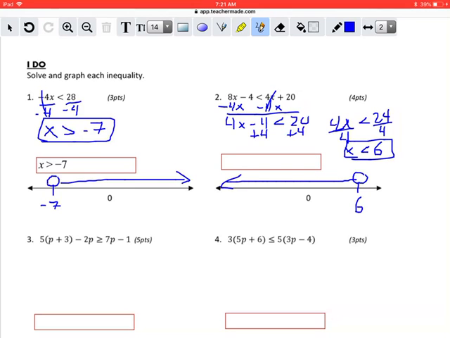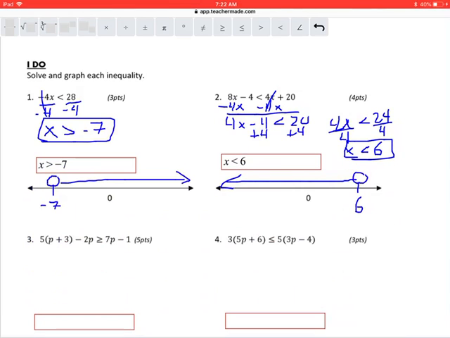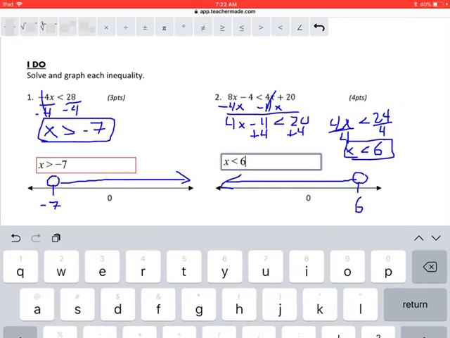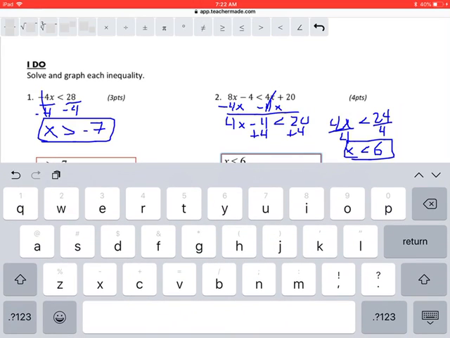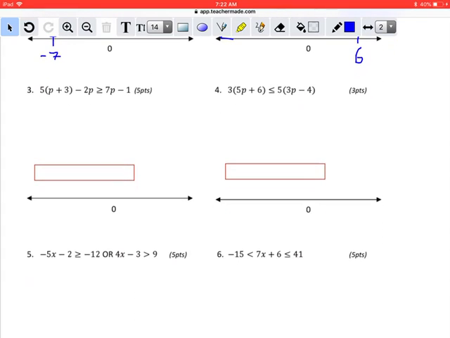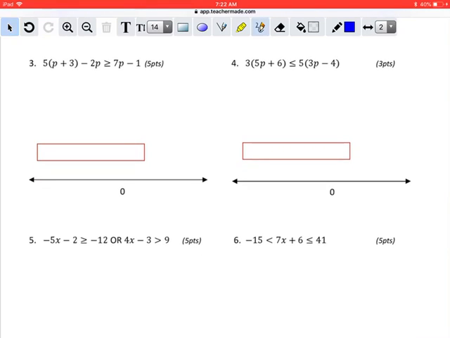Okay, so in the text box, I'm going to put x less than 6. Okay, all right. And so see how when I'm done with it, I push the far right button that says go back to the other stuff, okay? So moving down here, I'm going to zoom in just a little bit. There we go. So number 3, I've got to distribute and combine like terms.